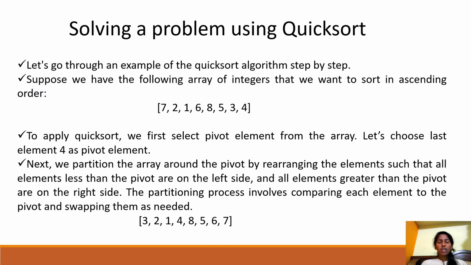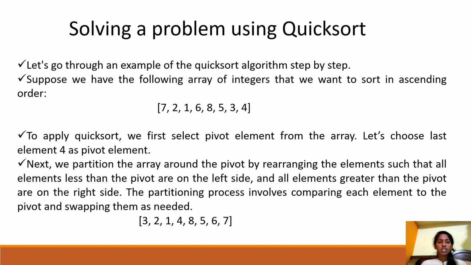Now let us see how to solve a problem using quicksort. Let us go through an example of the quicksort algorithm step by step. Suppose we have the following array of integers that we want to sort in ascending order. The integers are 7, 2, 1, 6, 8, 5, 3, 4. To apply quicksort, we first select a pivot element from the array. The pivot element is an arbitrary element.